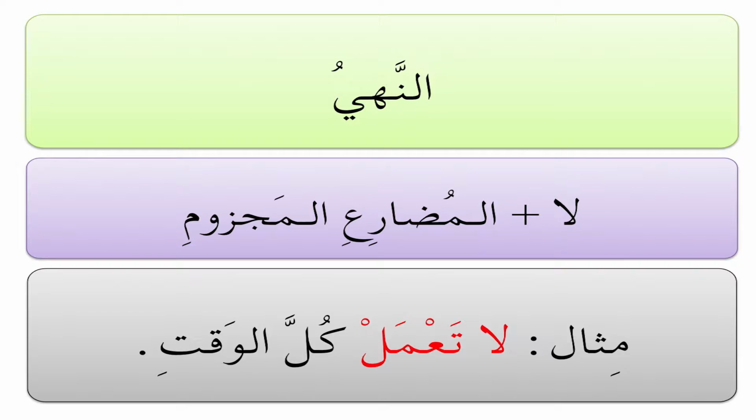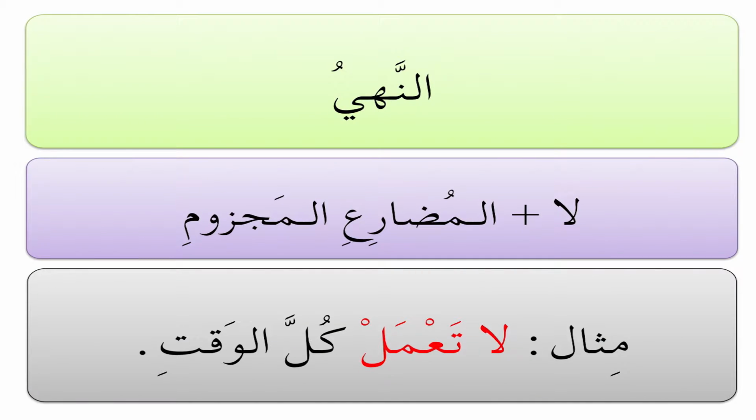النهي, let's begin by the prohibitive because it's clearer and simpler to deal with. So in this case you put لا plus المضارع المجزوم. لا مع المضارع المجزوم. مثال لا تعمل كل الوقت. So in this case we say do not work at all times. لا تعمل. لا plus المجزوم.